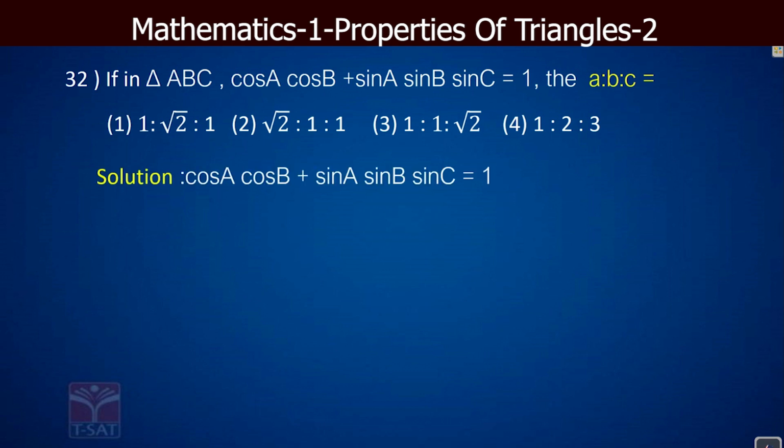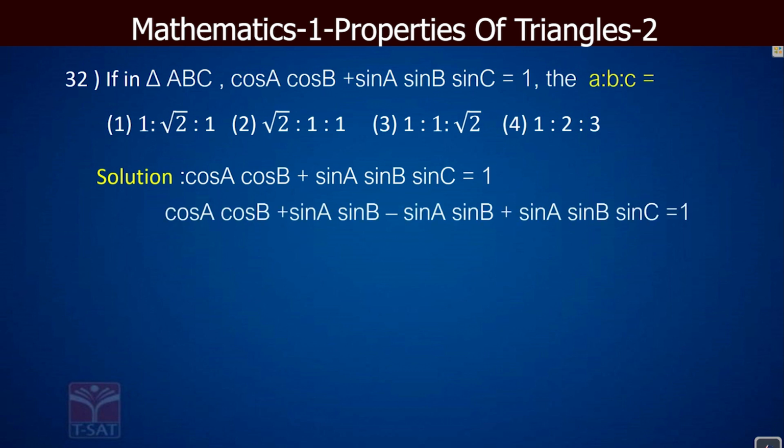For the given left hand side, you add and subtract sin A sin B in the left hand side of the hypothesis. So then you will have cos A cos B plus sin A sin B minus sin A sin B plus sin A sin B sin C is equal to 1. And you know that cos A cos B plus sin A sin B is cos(A minus B). And if you take sin A sin B common from the remaining two terms, you will get plus sin A sin B into (sin C minus 1), which is equal to 1.